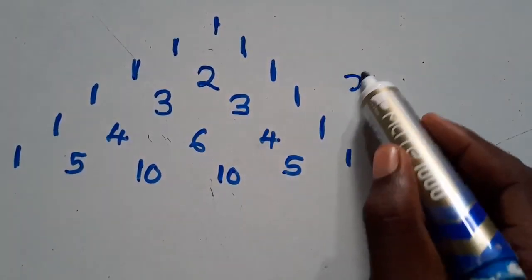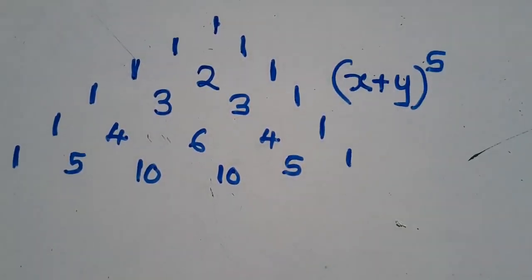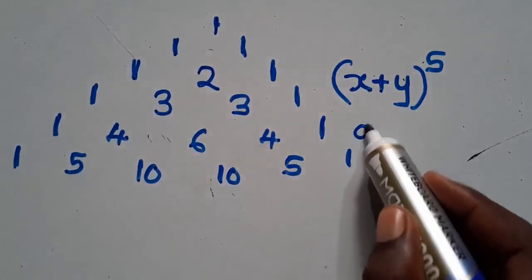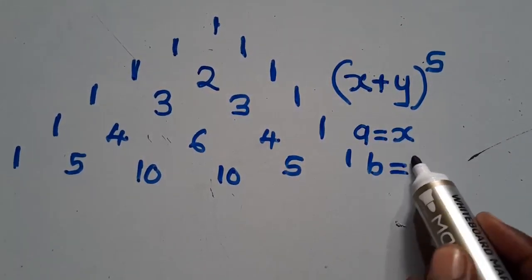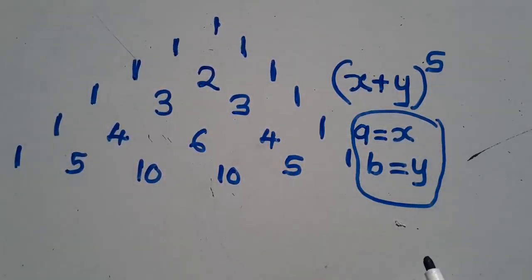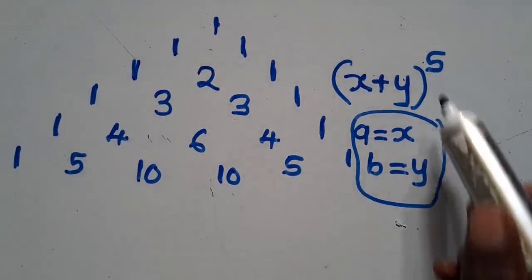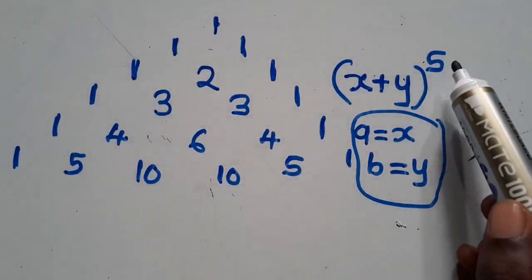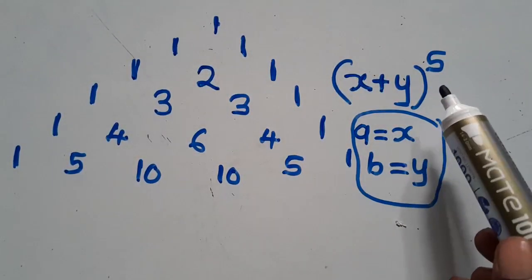So the question is x plus y, I expand that to the power 5. How can you expand that using the Pascal's triangle? So what you are going to do is this. You are going to say, what is your a? Your a is your x. What is your b? Your b is your y, like this. So this information that is here, very important. You know that x will be reducing, y will be increasing using the power that is there, 5. So having power 5, which row are we going to get on this triangle? We are going to get the 6th row.